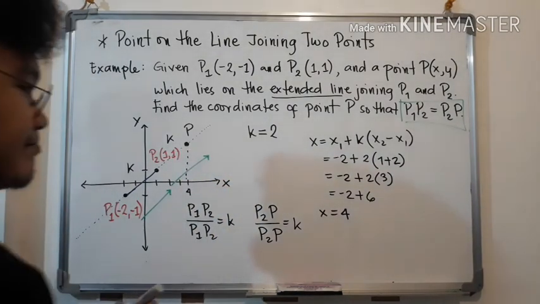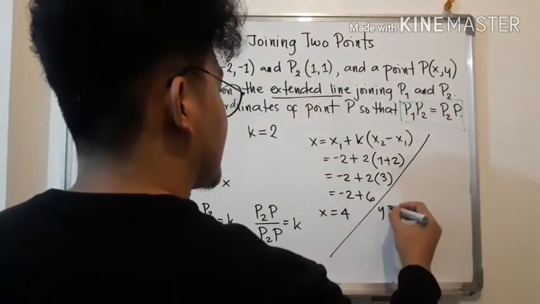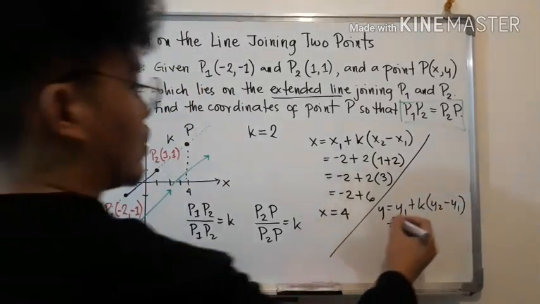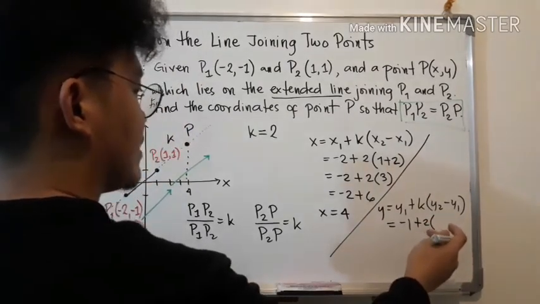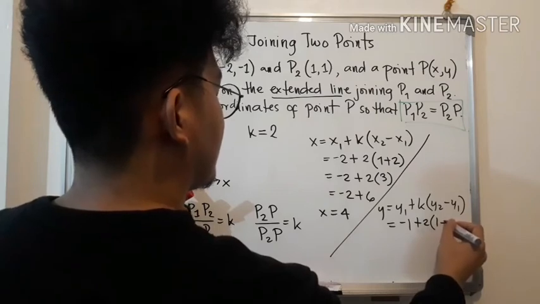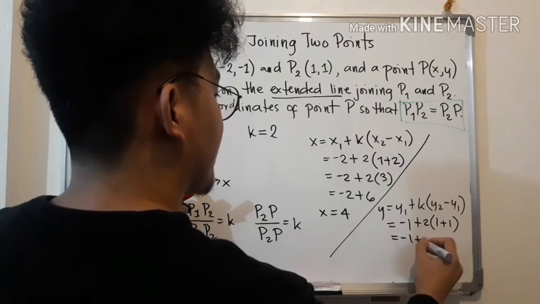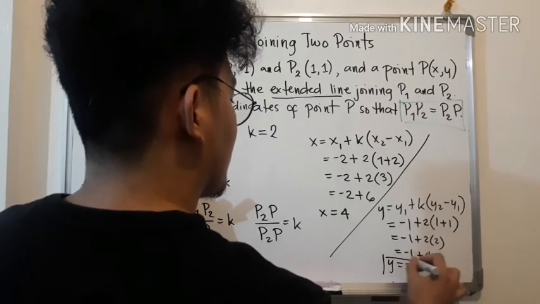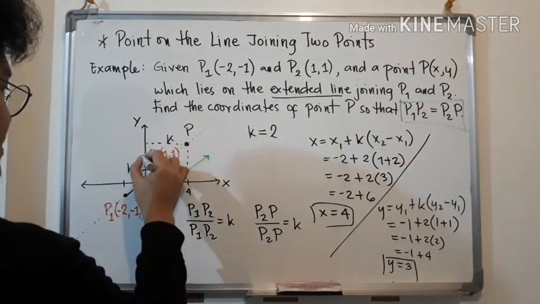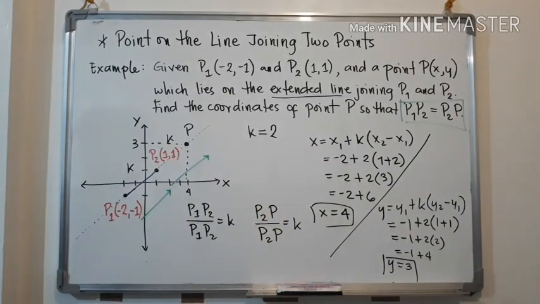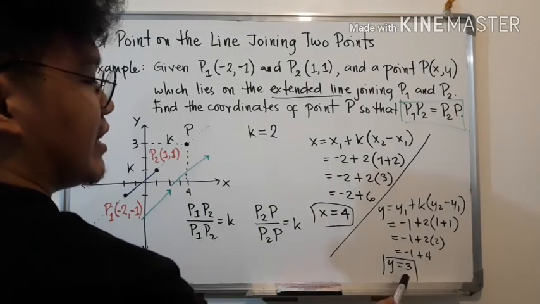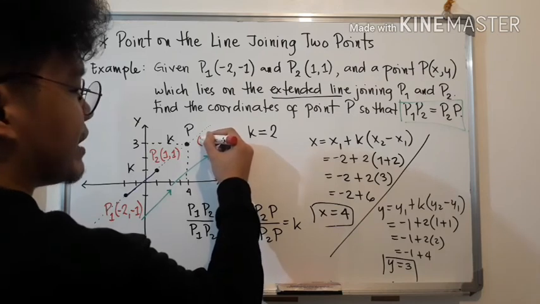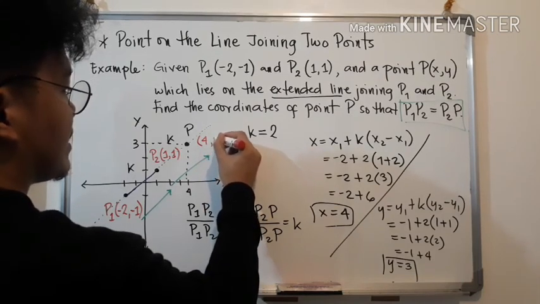How about ang y? So para sa y naman, we have y is equal to y sub 1 plus k times the quantity y sub 2 minus y sub 1. So we have our y sub 1 is negative 1 plus our k is 2 times the quantity y sub 2, which is 1, minus y sub 1, negative 1, so plus 1. So we have negative 1 plus 2 times 2, that is negative 1 plus 4, that is 3. So y is 3. Therefore, point P has an abscissa 4 and an ordinate which is 3. Okay, so sulat natin dito. That is, point P has coordinates 4, 3.